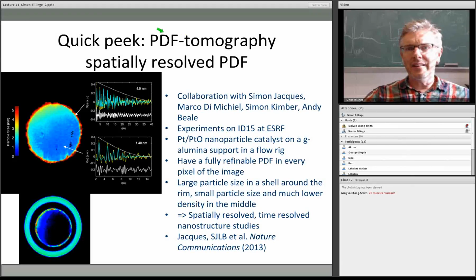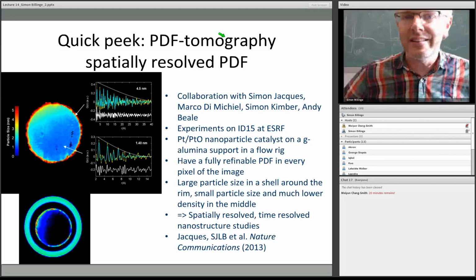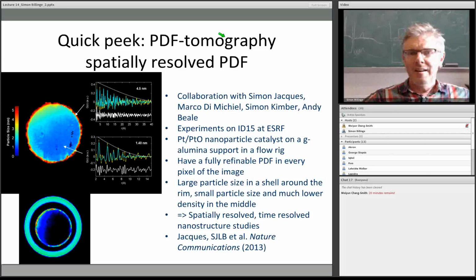This is an experiment that we just did last year at the ESRF in France, and it just got published in Nature Communications. Basically, we take 10,000 PDFs with the beam going through the sample. The beam just goes through the sample like this. We get 10,000 PDFs, and then we do a tomographic back projection, and we produce this pixelated image where every one of these dots is actually a pixel in the image, and we have a complete PDF in each of these pixels.